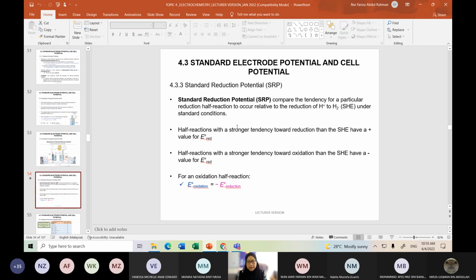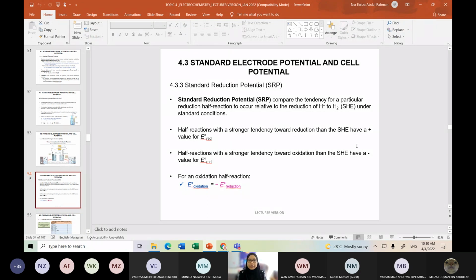And then you have also learned about standard reduction potential. We have a list of species or metals in a table where you can refer to the values, and the values stand for SRP values. All right. One thing that you should be aware of, that you should know, is the characteristic of the SRP itself.